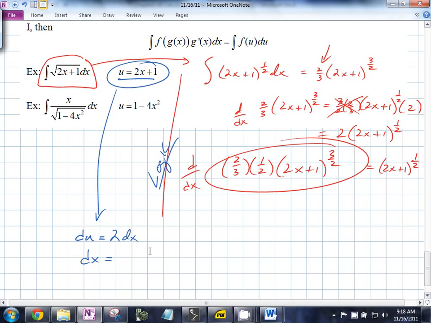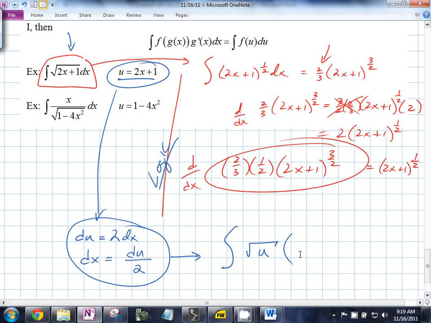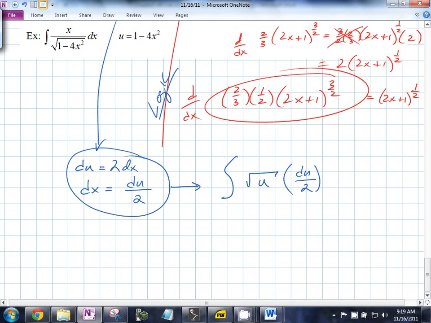I'm going to take this right here and look at this again. So what does that mean we now have? We have the integral of the square root of u, but instead of dx, I'm going to write du over 2. What can I bring out to the front of that integral? 1/2. So I have 1/2 the integral of the square root of u du. What is the square root of u? u to the 1/2 du. What's the integral of u to the 1/2?